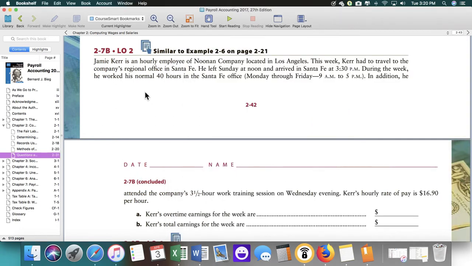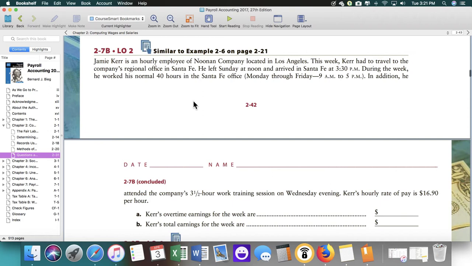So for 2-7, Jamie Kerr is an hourly employee. He had to travel to the company's regional office in Santa Fe. He left at noon and arrived at 3:30. He is getting paid for driving time, so that's 3.5 hours there. During the week, he worked his normal 40 hours when he was at Santa Fe.